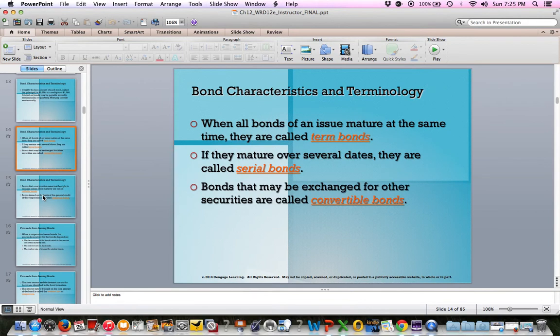When all bonds of an issue mature at the same time, they're called term bonds. If bonds mature over several dates, they are called serial bonds. And bonds that can be exchanged for some other security, typically common stock, are called convertible bonds.